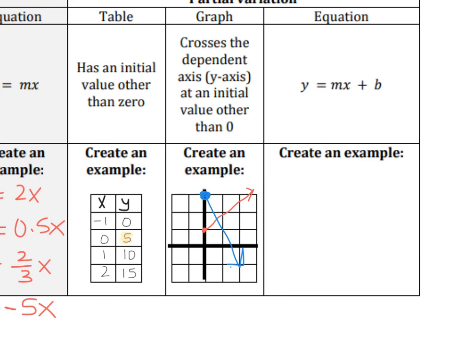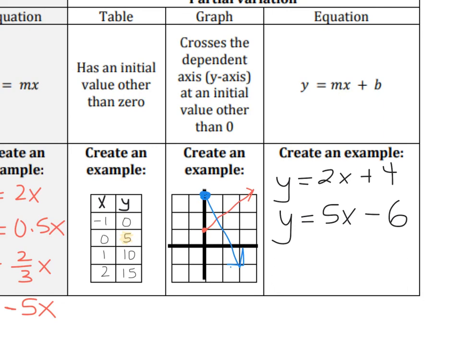If you are looking to build an equation for a partial variation, well then the equation will take on the template y equals mx plus b. And this b value is representing the initial value. And since the graph does not have an initial value of 0 because it's not starting at the origin, you are going to have a value that needs to be inputted into the equation. So you could have a lot of different examples here. You could have something like y equals 2x plus 4. You could have y equals 5x minus 6. It is totally possible for your initial value to be a negative number.